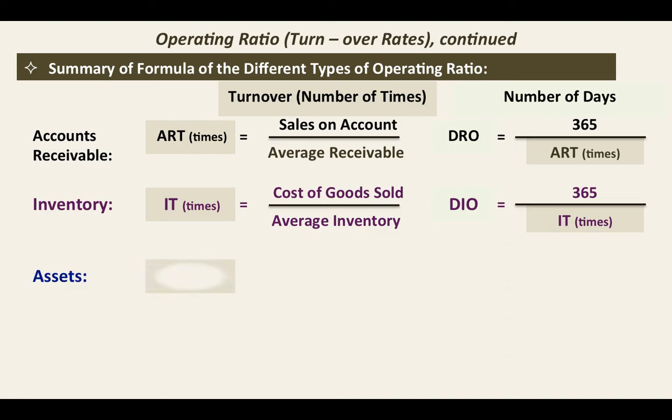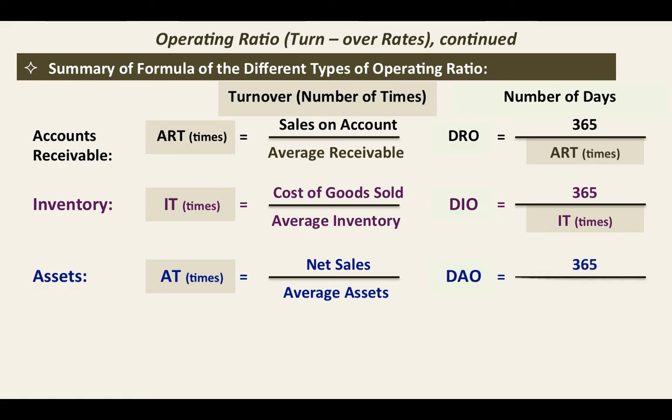And for assets, assets turnover number of times is equivalent to net sales over average assets. And for days assets outstanding, 365 days over assets turnover number of times. And for the operating cycle, our formula is days inventory outstanding plus days receivable outstanding. Now let us have our illustration. We will illustrate first accounts receivable turnover and days receivable outstanding.